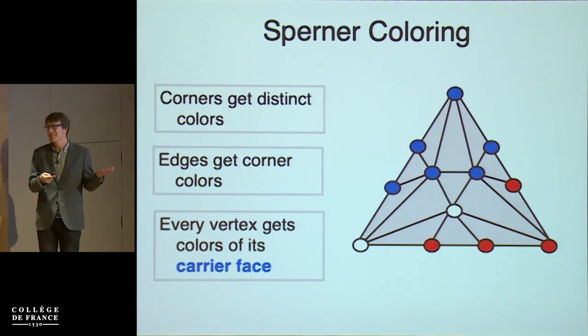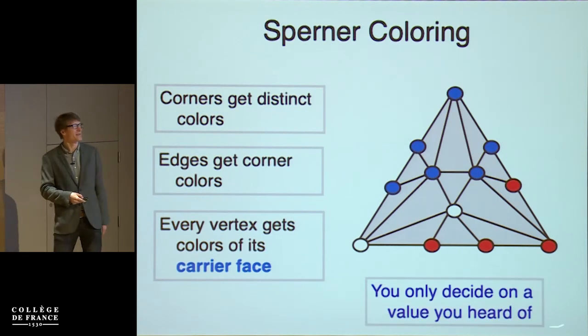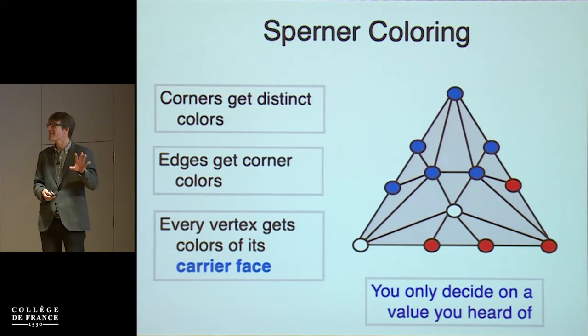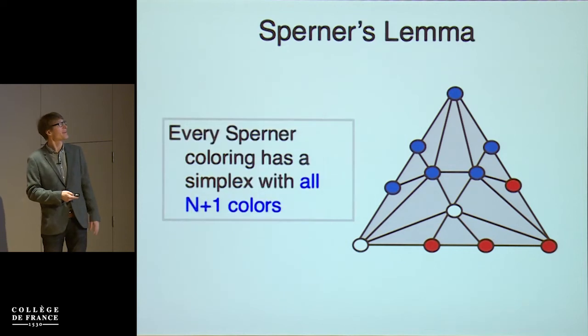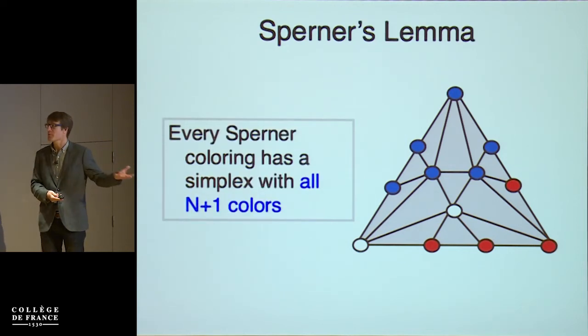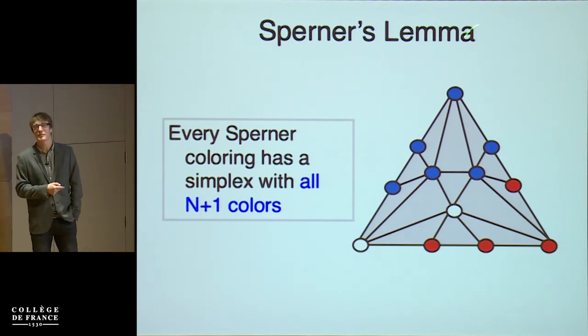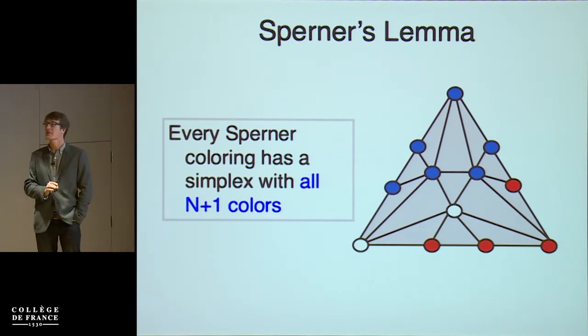So the physics of this is still the same. Yeah, you never decide on something you have never seen. So this is exactly: you decide on the value you heard of. Okay, so Sperner coloring is exactly what you need for set consensus. So you need to find a Sperner coloring. And of course, Sperner's lemma says not possible. You cannot do this. Necessarily, for any Sperner coloring, you have some simplex in which you have all n+1 colors, which is prevented by the definition of set consensus. You cannot decide on all n+1 colors. You need to decide on at most n different colors.